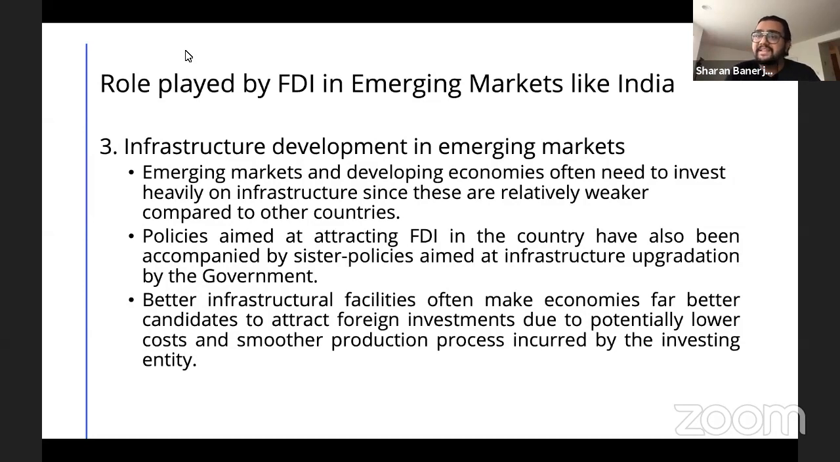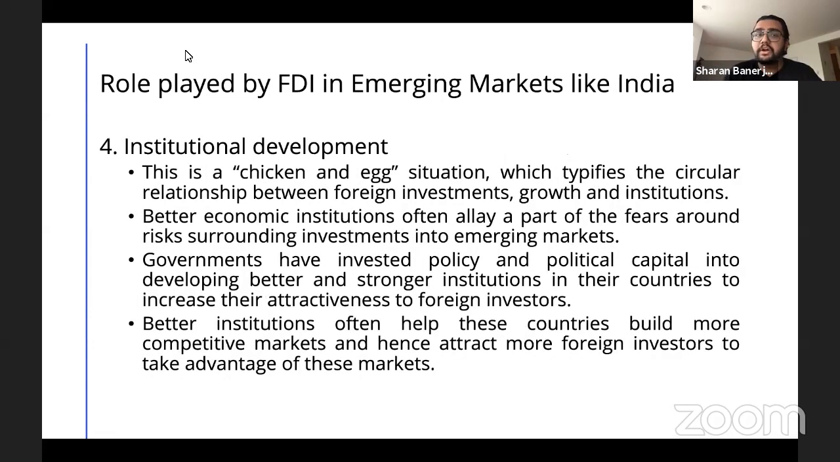So this is a very circular and virtuous process where you enact sister policies to make sure that a lot of foreign firms are coming in, but a lot of foreign firms also look at these sister policies that are getting enacted, and they now get incentivized to invest in the country because they know that the infrastructural facilities will make for smooth production operations in recipient economies like India.